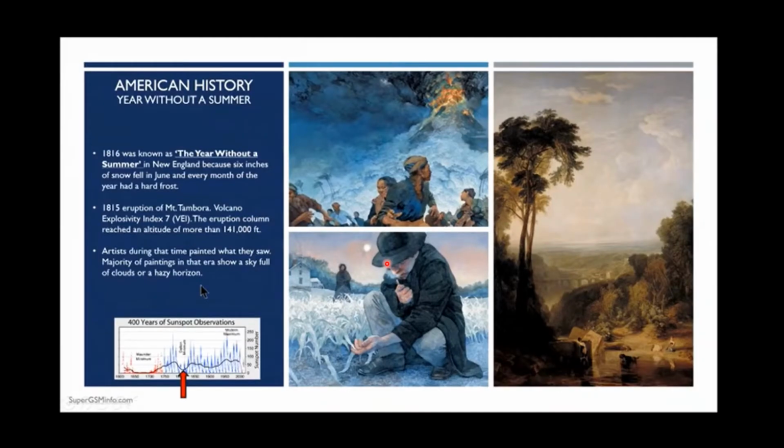The year 1816 was known as the year without a summer. This occurred during the Dalton Minimum, and during this time there were hard frosts in every month of the year throughout New England, so the corn crop was a total failure. This was precipitated by the eruption of Mount Tambora in 1815. Artists during this time painted what they saw, and what they saw was a sky full of clouds and lots of rain. This occurred during the Dalton Minimum and resulted in some hardships regionally, particularly through New England.